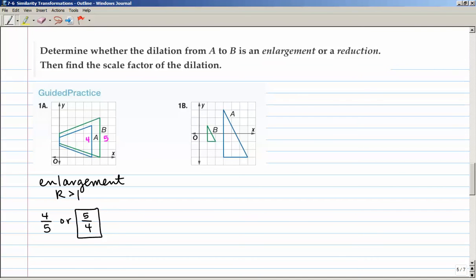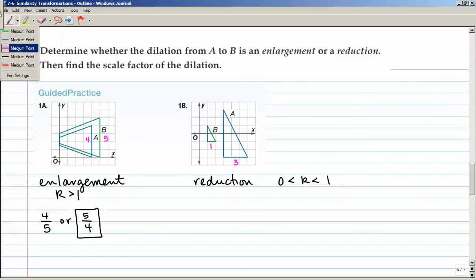Let's look at the second example here. So from A to B, from blue to green, it's a reduction because B is smaller. And remember, for this, K is going to have to be a number between 0 and 1. So it's going to have to be a positive number less than 1. So again, let's compare some corresponding sides. Let's go ahead and do the bottom here. So this is 1 unit, and this is 3 units.